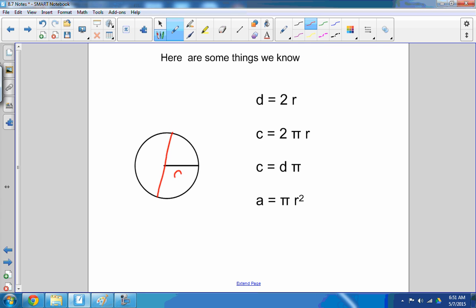2 times that. The circumference, which is the distance around the circle, we can represent in 2 ways: 2 pi r, so 2 times pi times the radius, or just diameter times pi. And then the area is pi radius squared.